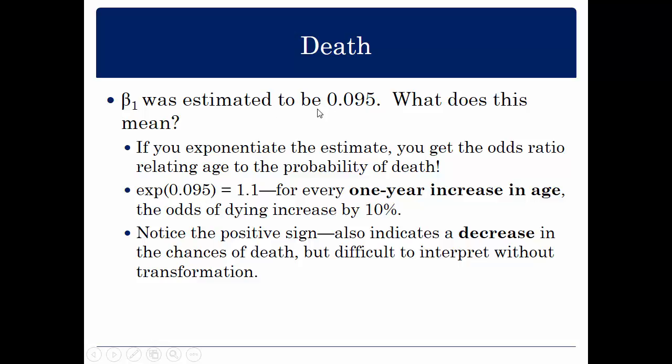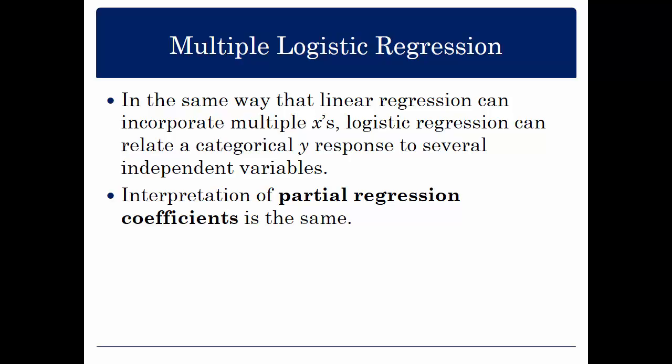So it looks like we have increasing odds for increasing age because we have a positive sign in front of our beta 1. And if we exponentiate it, we get a 1.1, which if we interpret this in the context of our continuous covariate, it means that for every 1 year increase, whatever the unit is for age, the odds of dying increase by 10%. In the same way that linear regression can incorporate multiple covariates, logistic regression can as well.